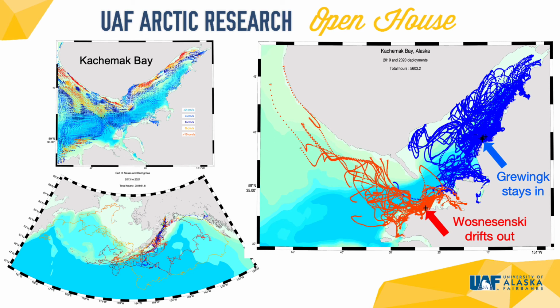And we found out that the drifters that are deployed off of two glaciers in Kachemak Bay, and I'm looking at the right-hand frame now, the ones deployed off of Grewingk Glacier tend to stay within the bay. Those are shown in the blue trajectories. And the ones that are deployed off Wosnesenski Glacier tend to drift out and leave Kachemak Bay. This helps our understanding for where larvae might be dispersed, where pollutants might go, and how freshwater mixing happens to occur in Kachemak Bay and Cook Inlet.